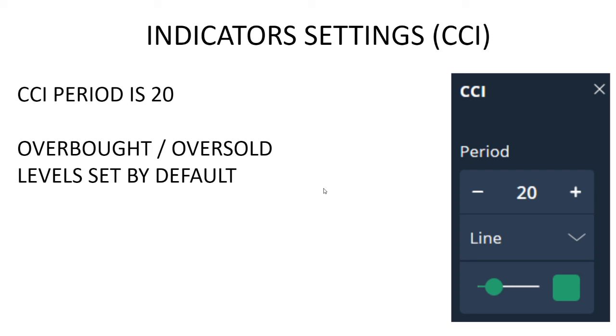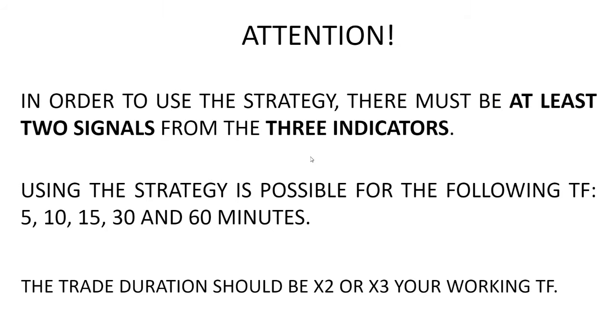And then our last indicator is the CCI. The CCI period is going to be set to 20. And we're going to leave the overbought and oversold levels by default. Now, in order to use this strategy, there must be at least 2 signals from the 3 indicators. So we have 3 oscillators, at least 2 of them have to give us a signal, 2 or 3.